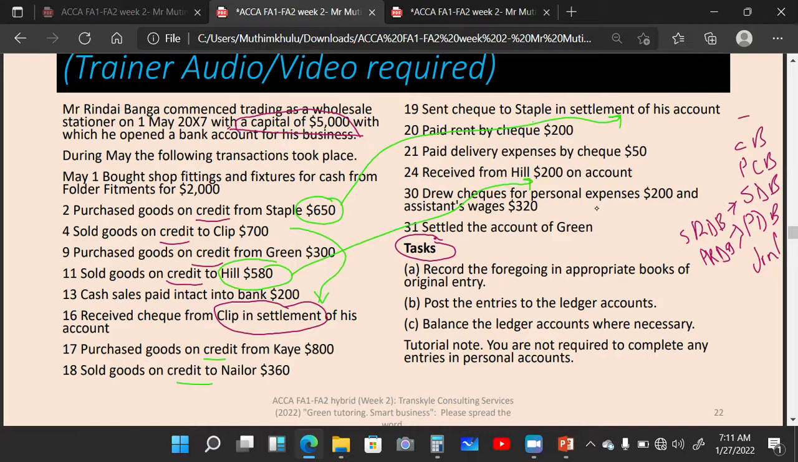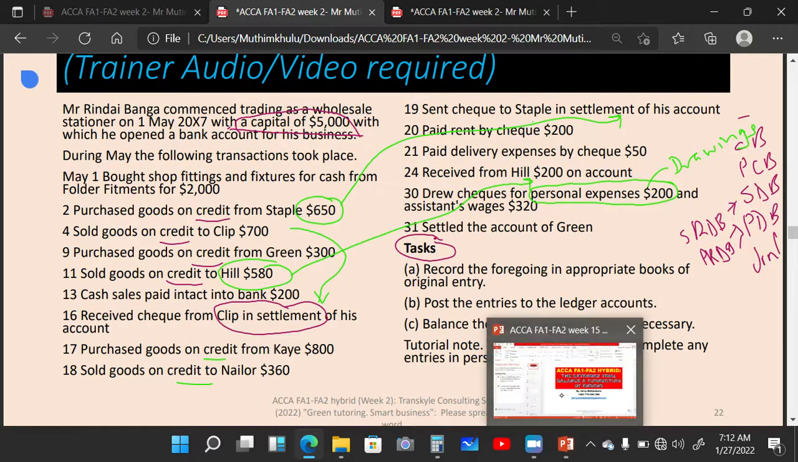It has paid out money, but these monies should not be accounted as a single transaction. Drew checks for personal expenses. The personal expense was $200 and the assistant's wages was 320. The personal expense is called drawings, and these ones are called wages for the assistant's salary. So we have to record two entries here.